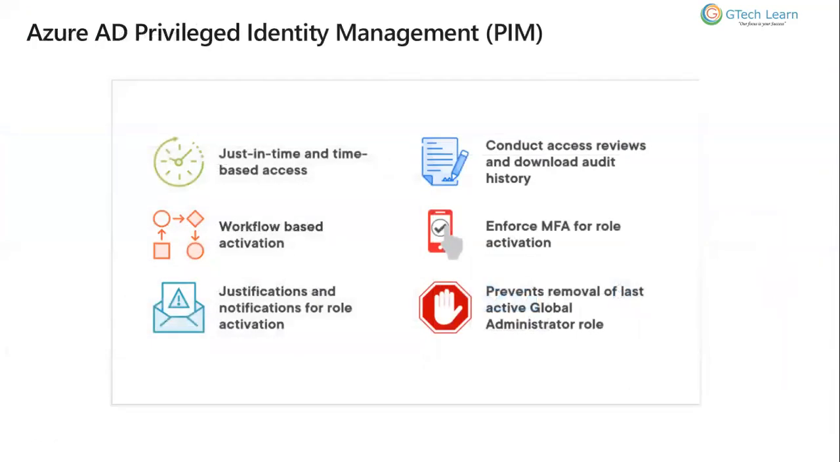Apart from that, we have one more thing available here, and that is privileged identity management. Privileged identity management provides just-in-time access to the user. When the user is activating the access, the user must provide the justification for why they want to activate that specific role. And we can also conduct the access review for privileged identity management. Okay, so that is what we can do by using privileged identity management, and these are all the different features present in it.